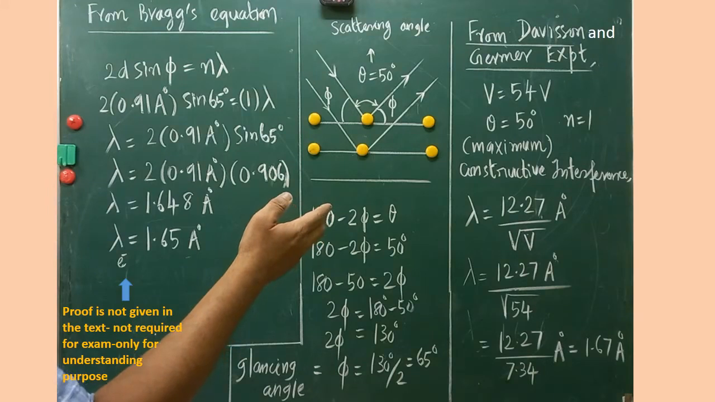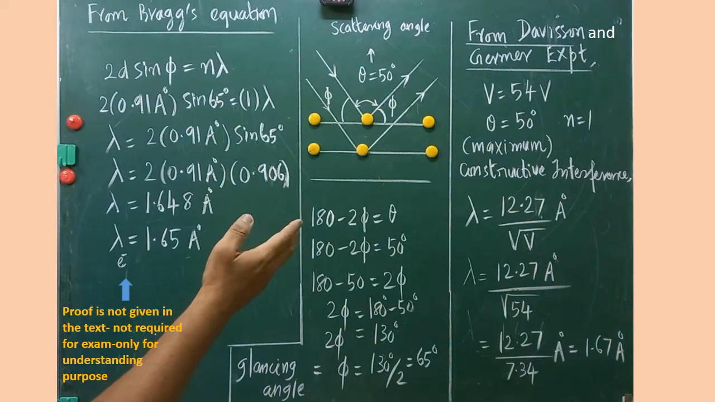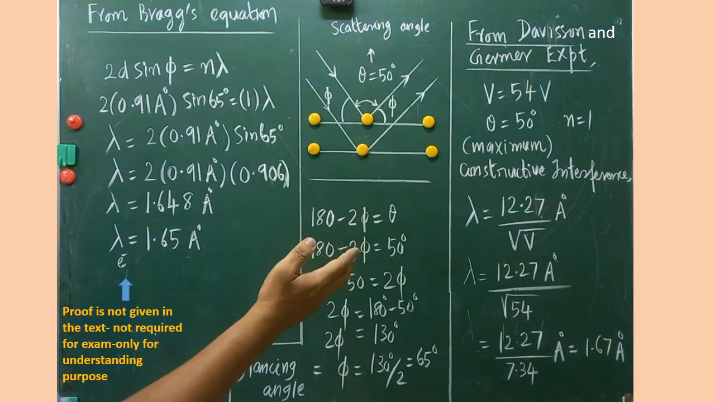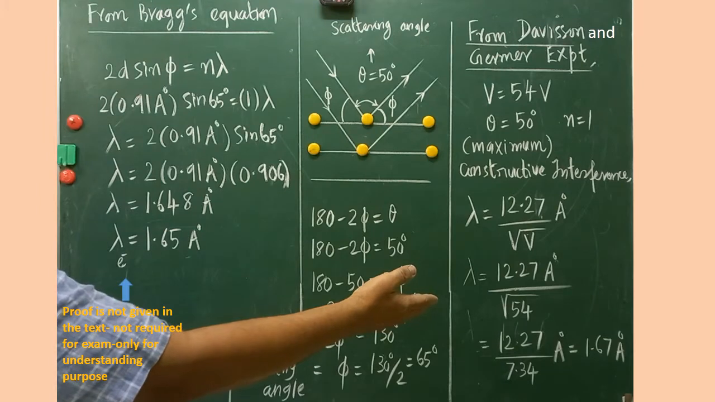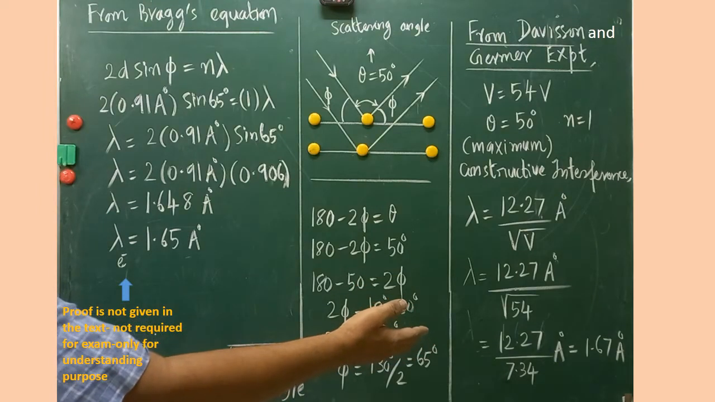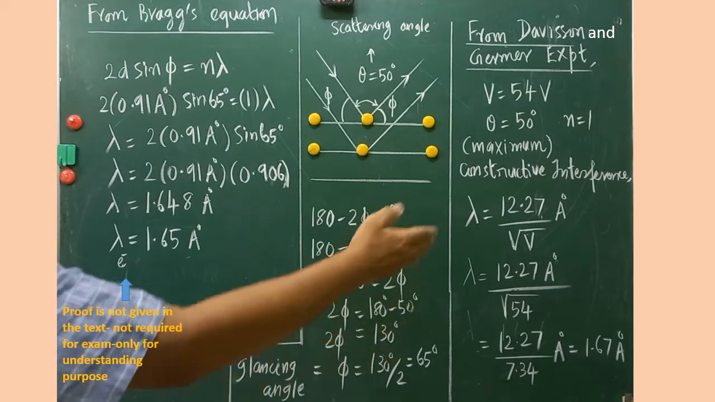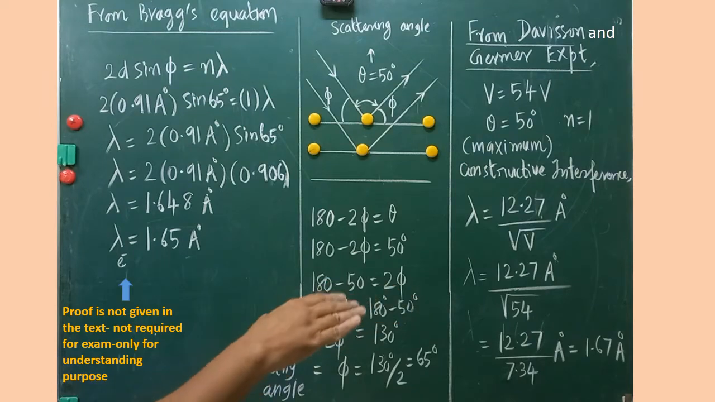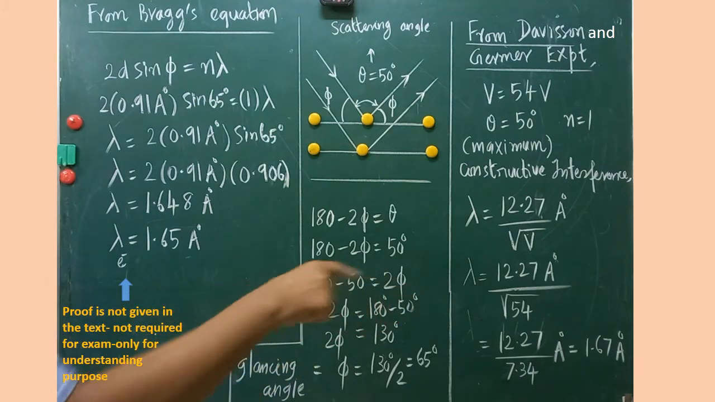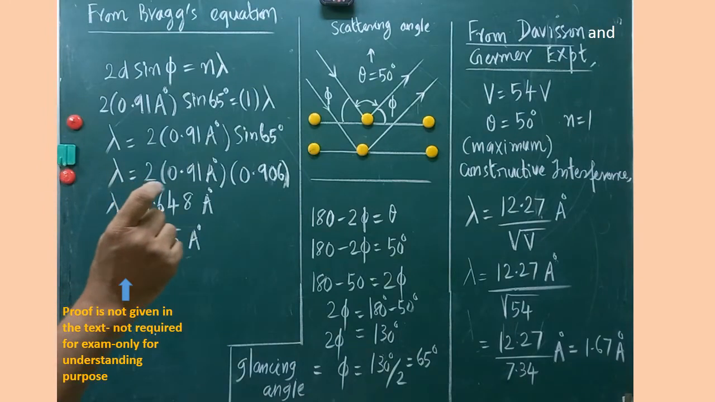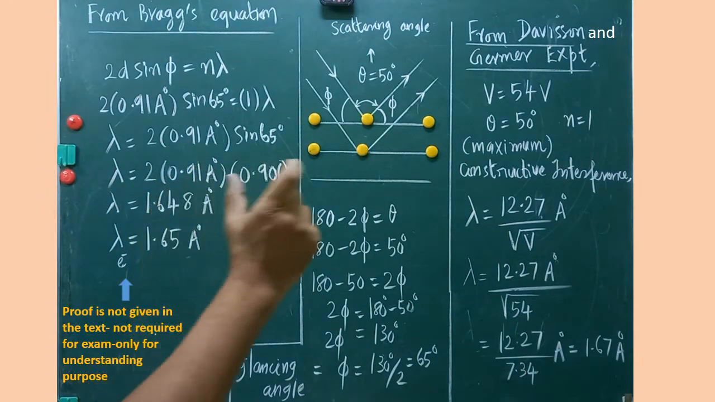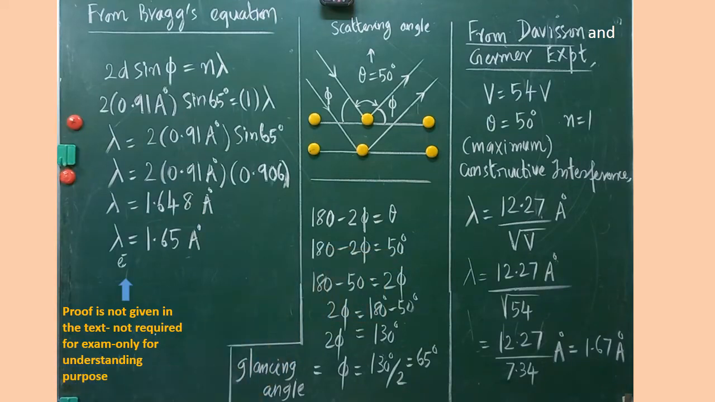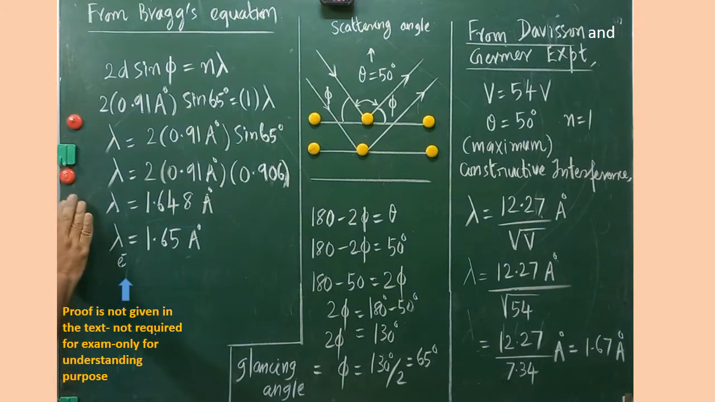So what is the formula to calculate the de Broglie wavelength of electron? Lambda is equal to 12.27 Angstrom divided by square root of V. There you substitute the 54 volt. After calculation, square root of 54 is equivalent to 7.34. In the formula itself, Angstrom is there. Therefrom, we are able to calculate the de Broglie wavelength of electron as 1.67 Angstrom. It shows that the wavelength of the electron, when it is moving in the form of a matter wave, is equal to 1.67 Angstrom.